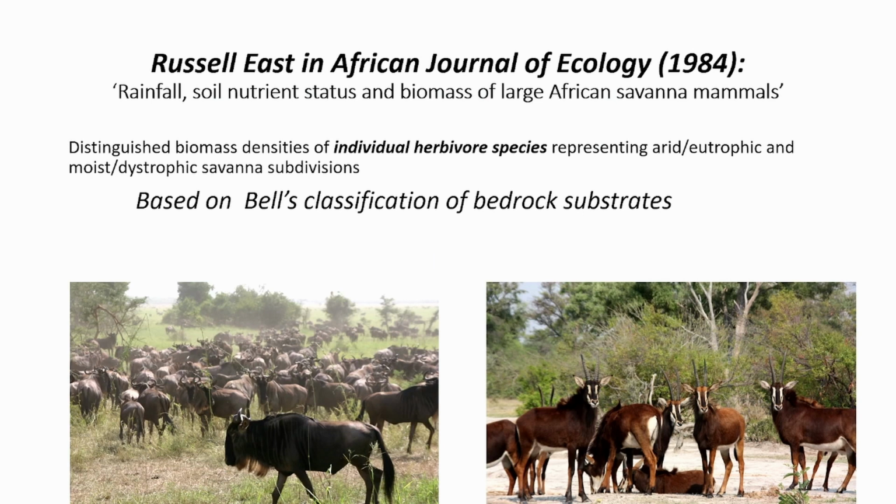And then Russell East expanded that analysis to look at the responses of individual herbivore species to soil nutrient status within the context of Richard Bell's classification. In other words, he just simply used Richard Bell's classification of regions in terms of the underlying geology and didn't use any measurements for soil fertility because they weren't available to him.